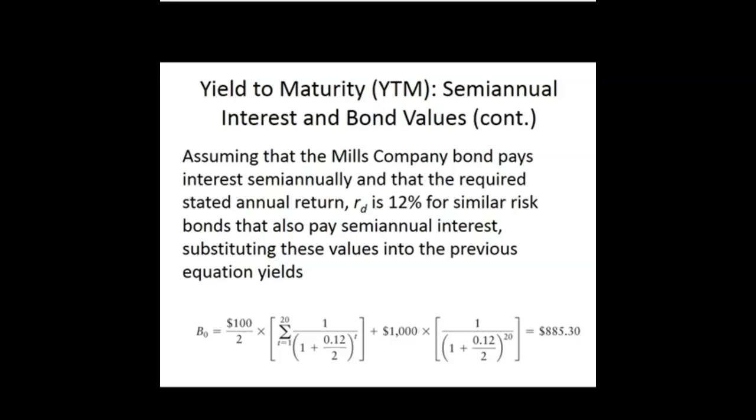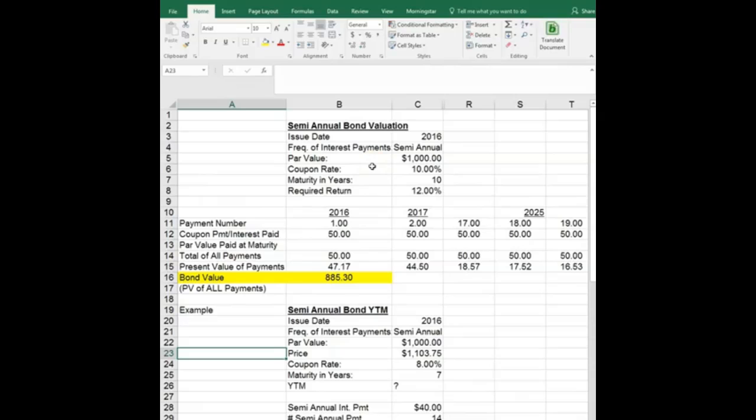Assuming the Mills Company bond pays interest semi-annually and the required stated annual return is 12% for similar risk bonds that also pay semi-annual interest, using our semi-annual bond valuation formula yields a value of $885. Looking at this in Excel, we can do the same problem without the formula. So we have an issue date 2016 semi-annual coupon paying bond, par value of $1,000, a coupon rate of 10%, maturity in years of 10, and a required return of 12%.